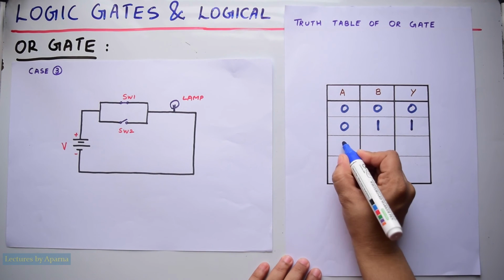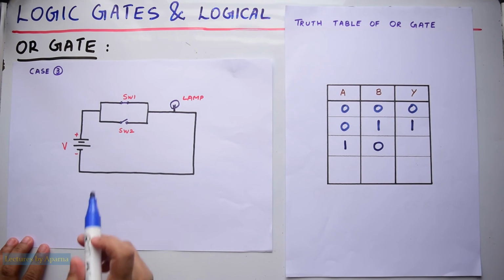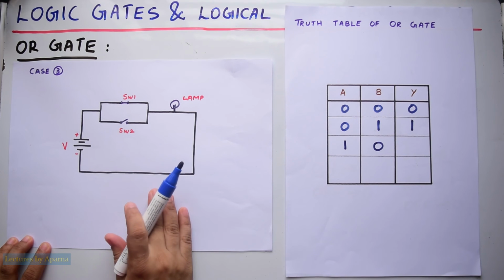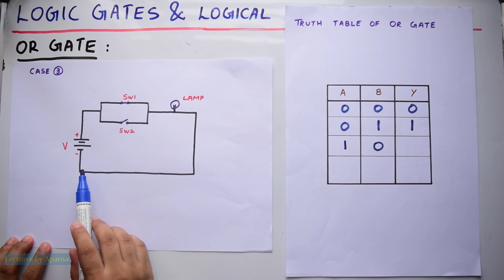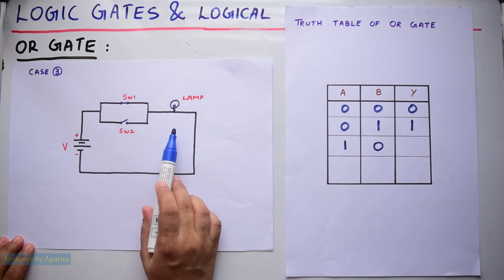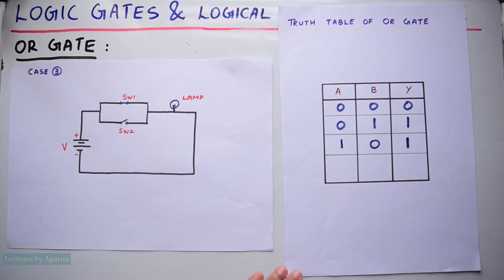Now consider the case when A is equal to 1 and B is equal to 0. This means switch 1 is on and switch 2 is off. So the circuit will be like this. Now the lamp will be connected to the battery through this path. So in this case the lamp will be lit and it will be a logic 1 at the output. Therefore Y will be equal to 1.